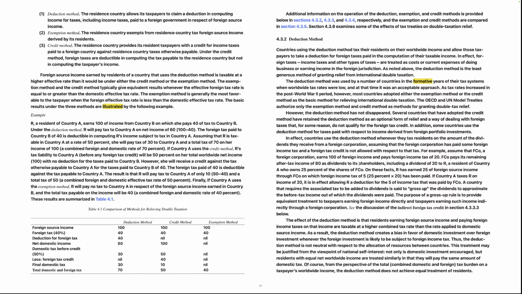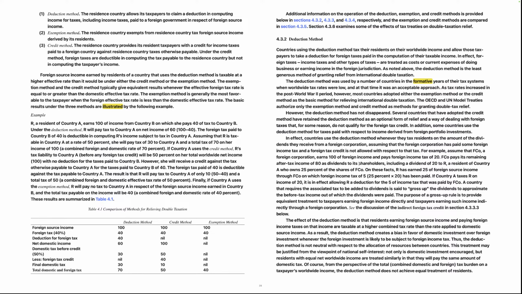On these facts, R has earned 25 of foreign source income through AFCO, on which foreign income tax of 5 has been paid. If country A taxes R on income of 20, it is in effect allowing R a deduction for the 5 of income tax that was paid to AFCO.